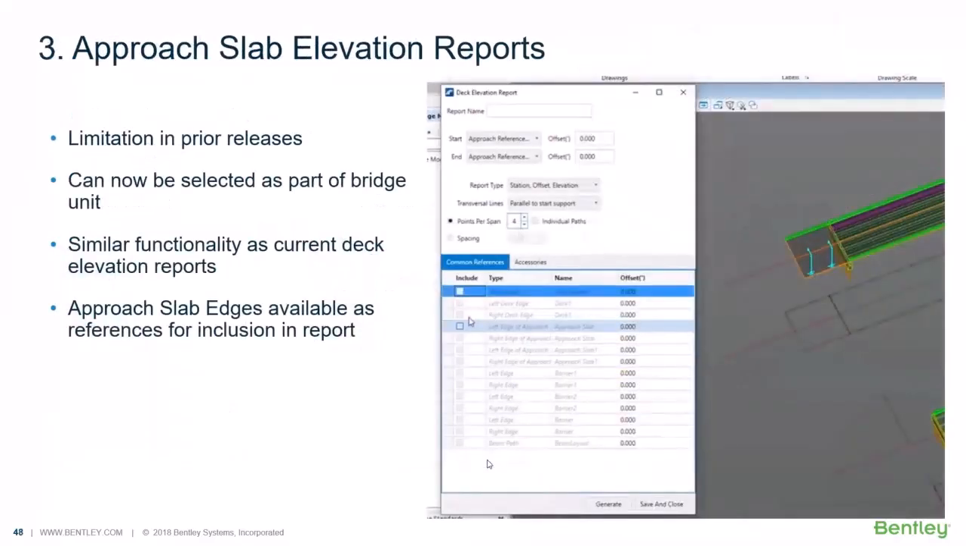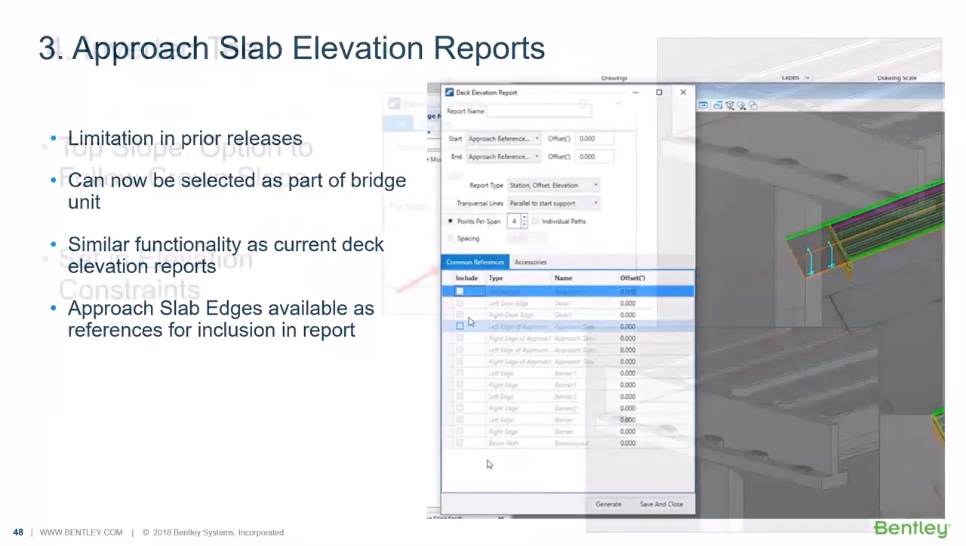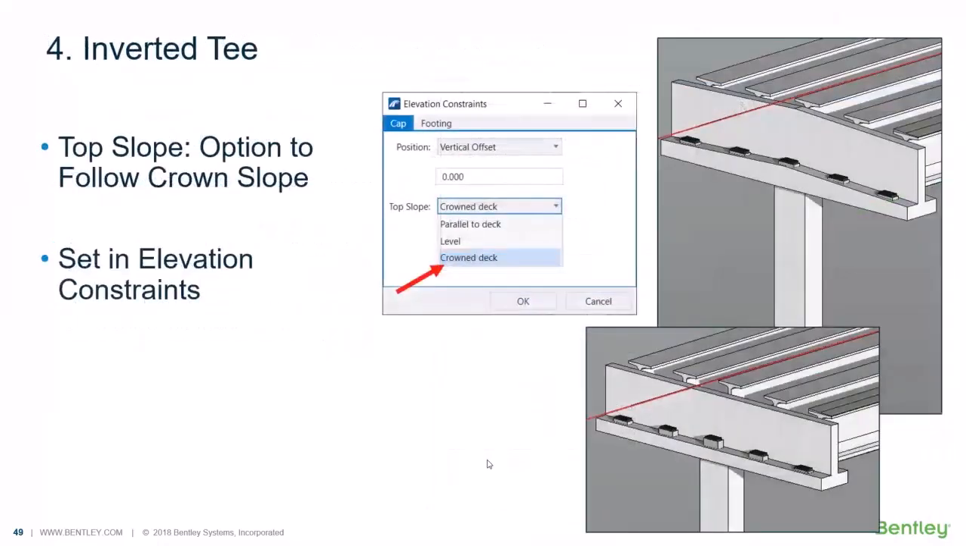Somebody asked about what about the screed elevations or elevation reports on the approach slabs that you have. We have that now in this release. So you can have a specific approach slab elevation reports following the edges of the slab. If you also extended the barrier to it, so yes, you can do all of that, right?